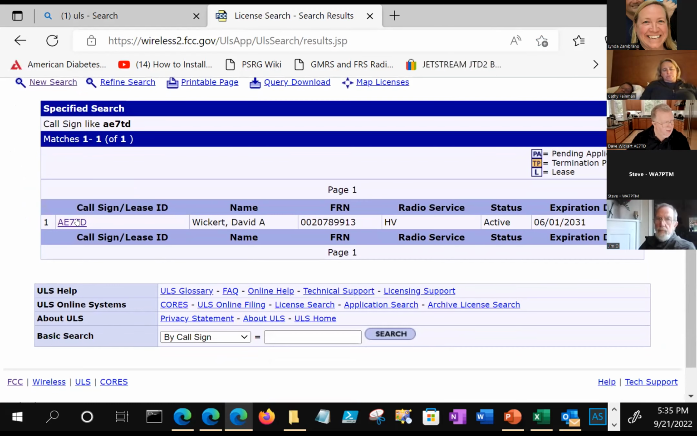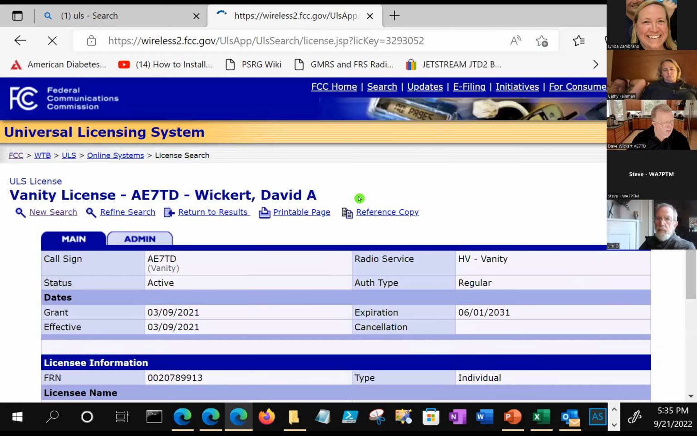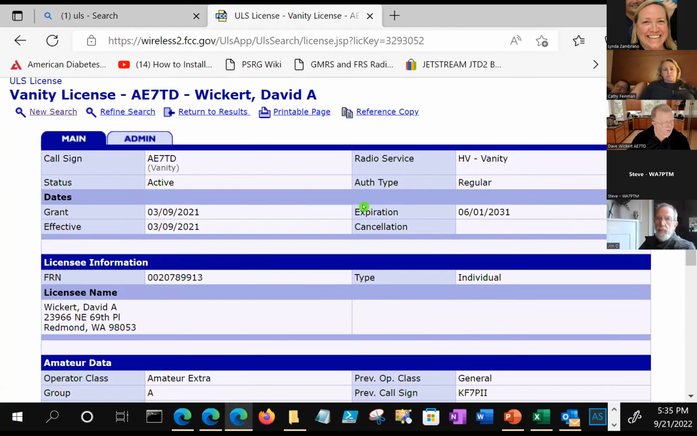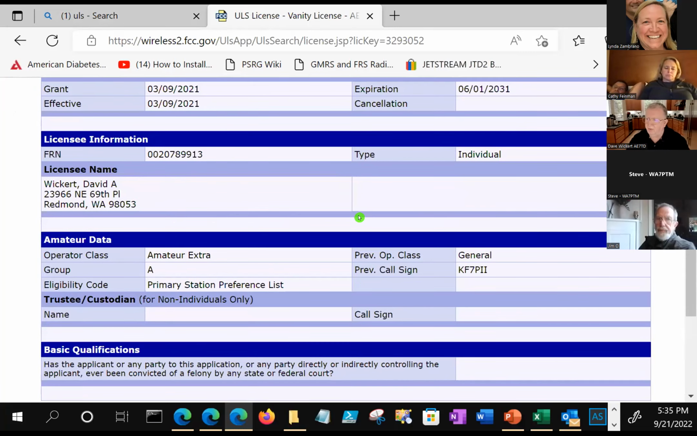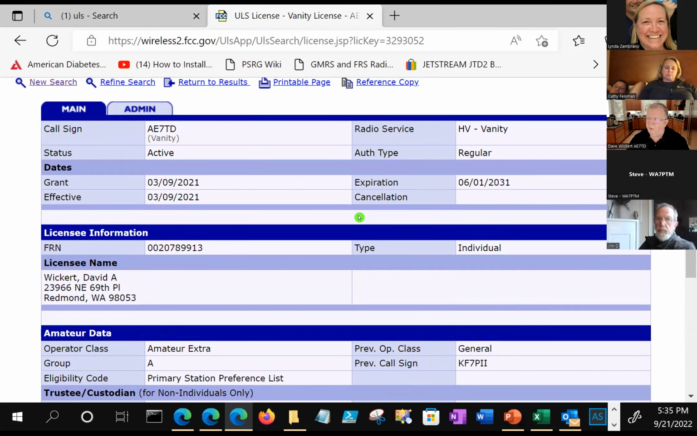And there's me. And you can check to see what your license was. So you actually use that ULS page a lot for looking up licenses, if that's the way you want to do it. There are other ways to look up call signs. But for here, we'll look at just the FCC way of doing things.